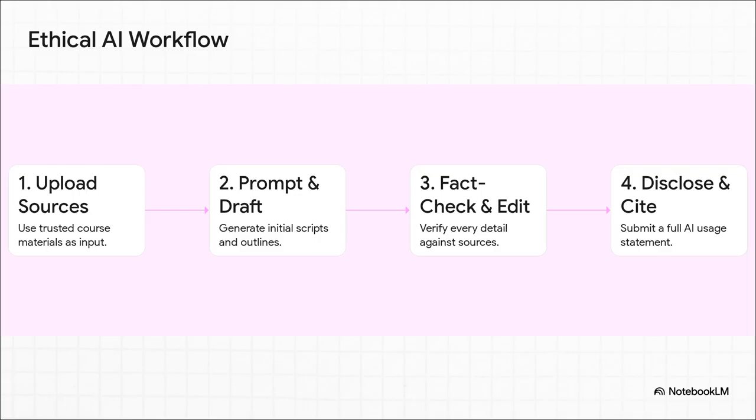First, students upload their trusted sources into the AI. We're talking textbooks, class notes, things they know are accurate. Then, they prompt the AI to generate a first draft of their scripts. But, and this is where the real learning happens, the next steps are all human. They have to go back and meticulously fact-check every single claim against their original sources. And finally, they have to write a statement explaining exactly how they use the tool. So the AI is like a really smart assistant, but it is not the boss.